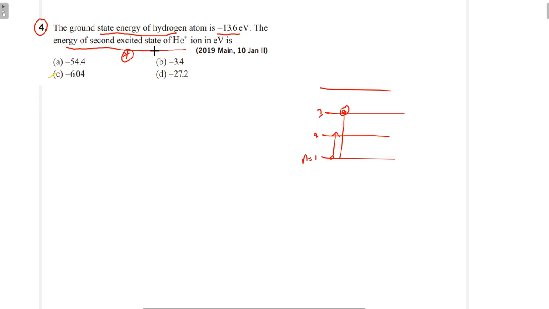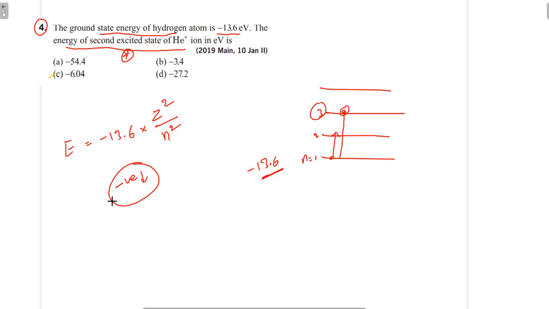Now the ground level energy is given as minus 13.6 electron volt. Right now the electron is in the third position. What is the energy? Just take the energy formula. What is the energy formula here? Minus 13.6 into Z square by n square. When the n value is increasing, this total value will decrease. The negative value decreasing means actually E will be increasing. Like that you can remember the formula easily. So these formulas you have to remember.